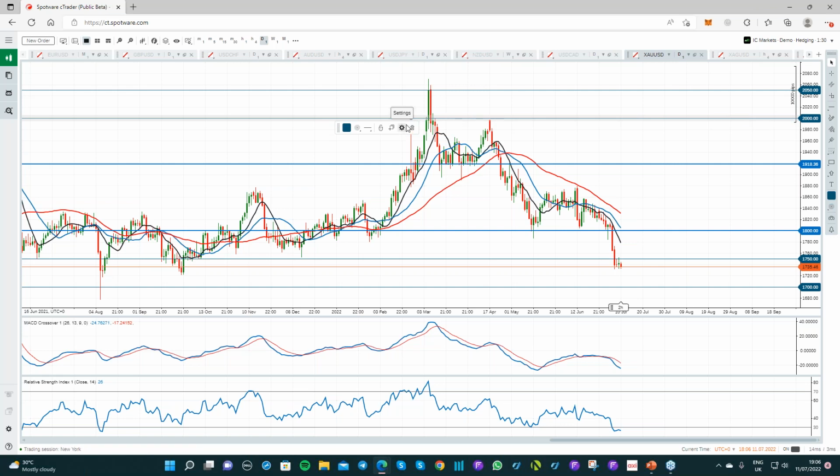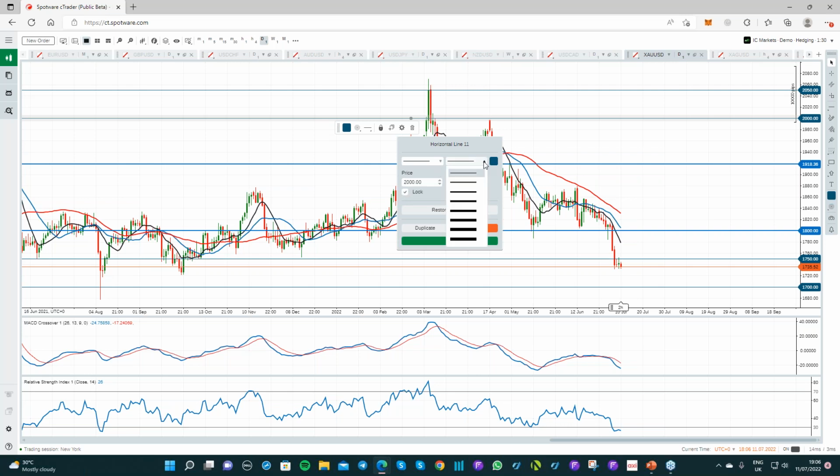So I can type in any number there and it will snap the line to the exact value that I want it to be. I can also, if I click on the settings again, click on lock, and that means that I won't be able to accidentally move the level, and I can unlock it. And the other thing I can do is change the line thickness here, so I can make it a really thick line or at least a little bit thicker.